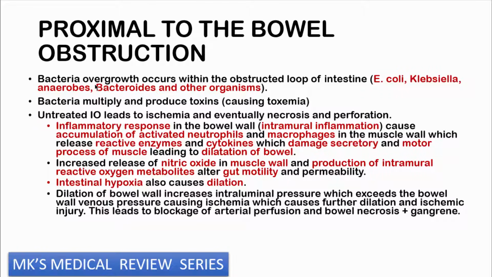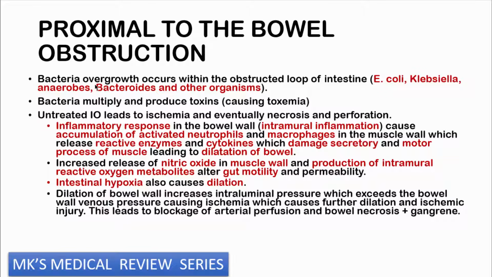Now, this is also another reason why we want to give antibiotics to a patient that has intestinal obstruction. Because these bacteria are going to start multiplying, and when they start multiplying, they'll produce toxins, and these toxins are the ones that are responsible for toxemia. So if this intestinal obstruction is not treated, it may actually lead to ischemia, it may cause necrosis, and eventually perforation. And when this perforates, all the contents are going to be released into the peritoneal cavity. They may cause a peritonitis.